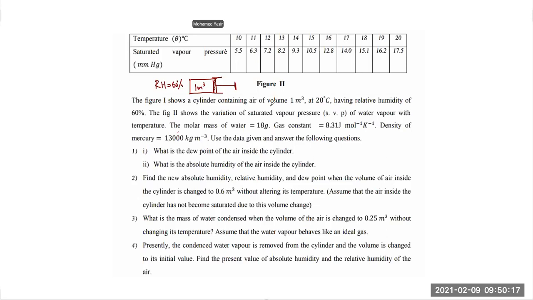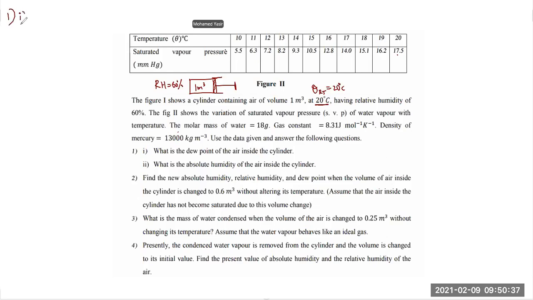Now, 20 degrees Celsius is the room temperature because it's at 20 degrees Celsius. So room temperature, 20 degrees Celsius. All right. So we have to focus on this value. And now we have to find out the dew point. Now, how do you do that?